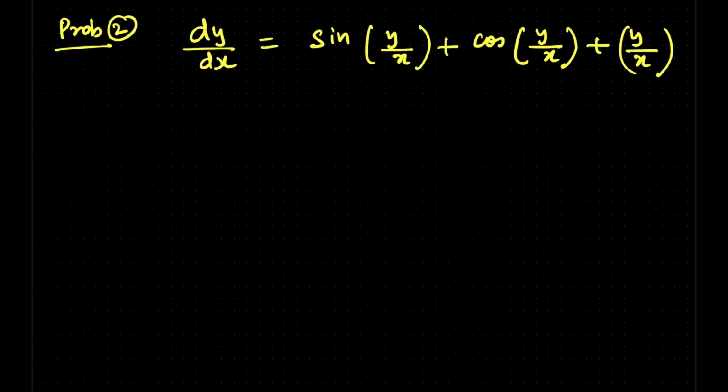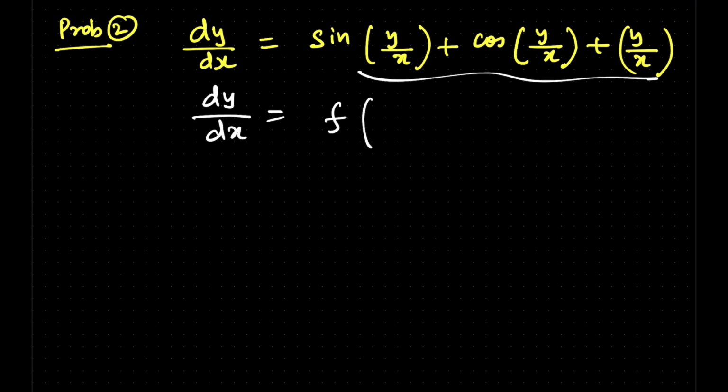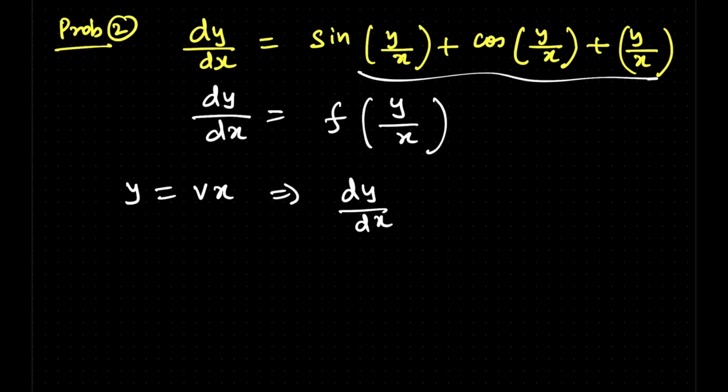Okay, so let's solve one problem on this homogeneous differential equation. We already saw an illustration, so you can pause the video and try this by yourself. Okay, then let's start. You can see here dy by dx, and the RHS is a function of y by x. So here we can easily apply the homogeneous differential equation concepts we have studied. You have to substitute y is equal to vx.